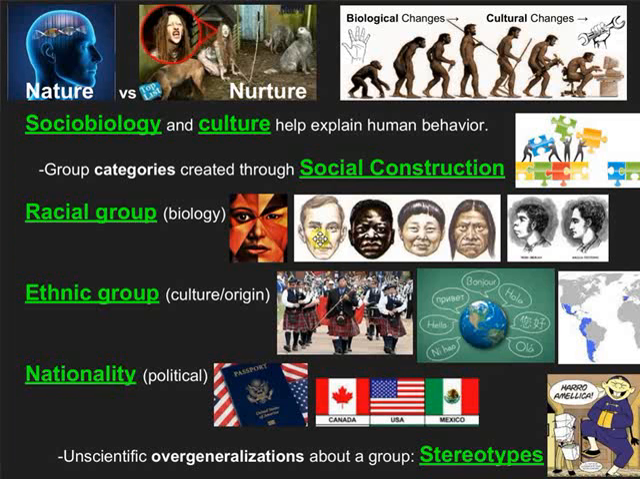Part of that culture is the social construction of our shared view of reality, including the way in which we separate people into groups. For the purposes of this class, racial groups are divided based on biological features, ethnic groups on family origin or cultural traits such as language or religion, and nationality on political citizenship. Each of these may tell us something about an individual, but all can be misconstrued into overgeneralized stereotypes.